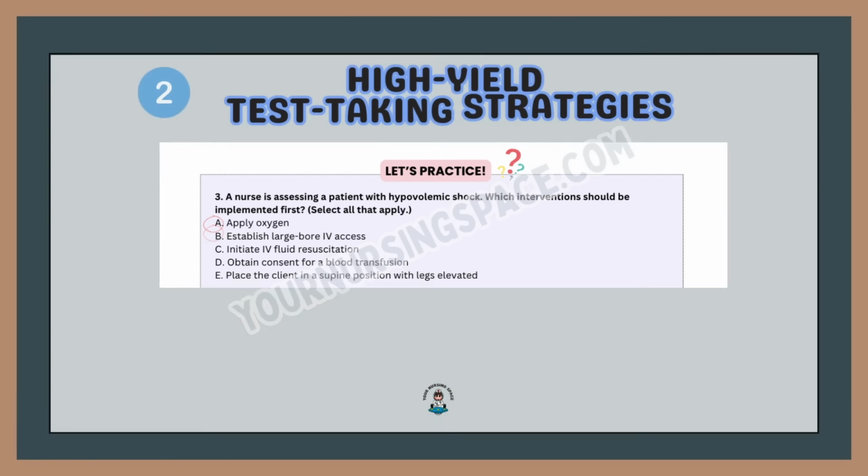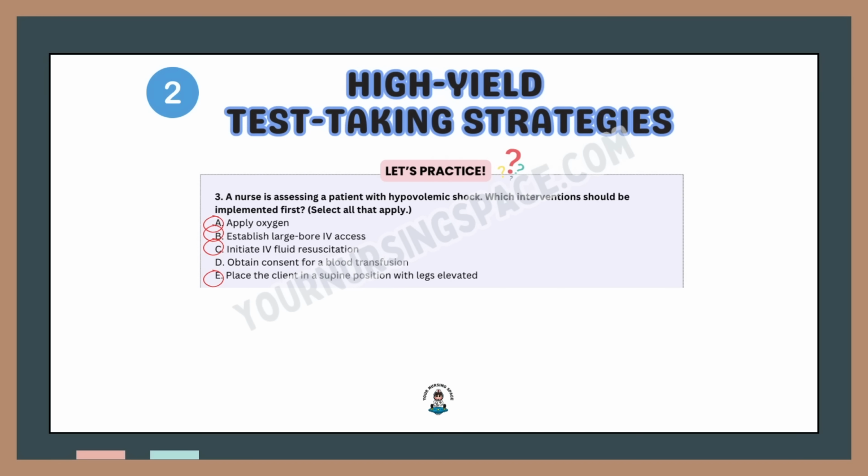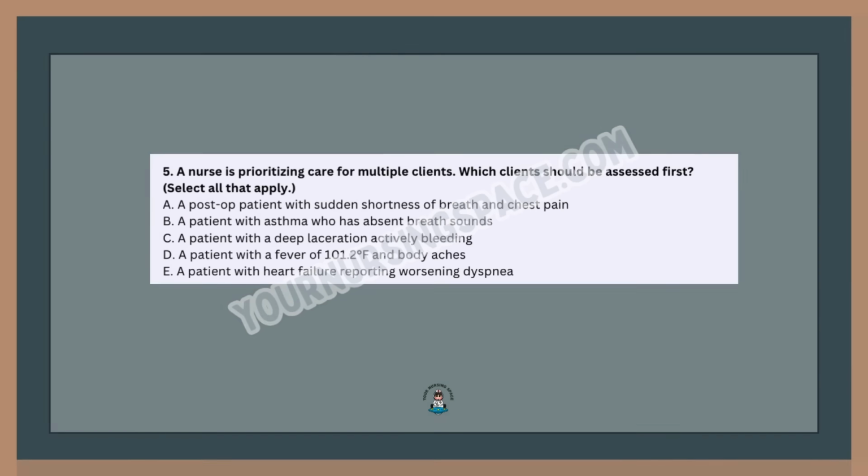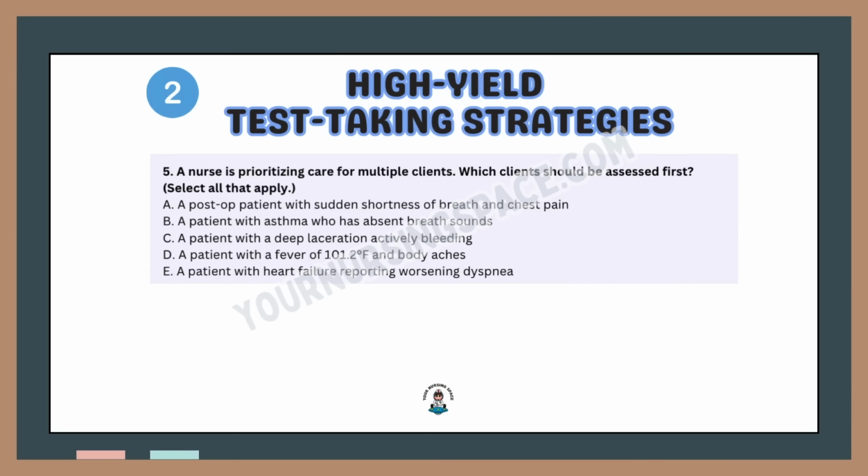The correct answers are A, B, C, and E. Oxygen boosts circulation, IV access and fluids tackle lost volume, and positioning helps perfusion. All ABC priorities. Consent for a transfusion is important, but stabilizing the patient comes first. Here's another. A nurse is prioritizing care for multiple clients. Which ones need assessing first?